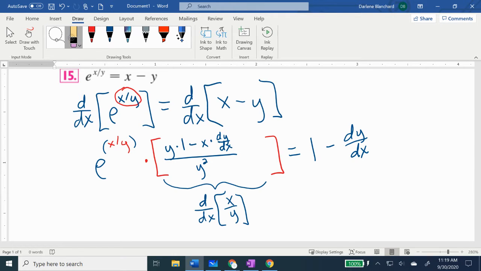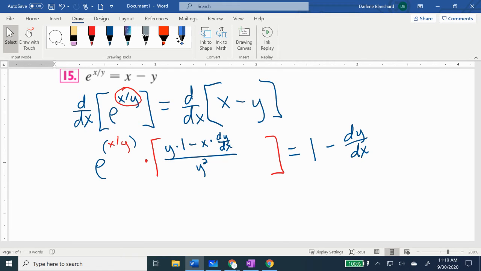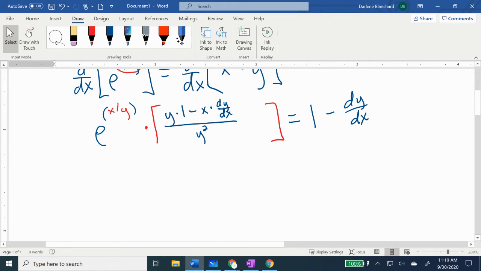Now, I'm going to erase this down here so that I can focus on what I have. And in order to isolate dy/dx, I am going to have to distribute.